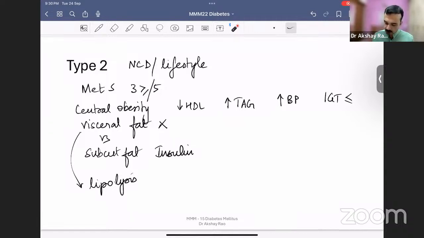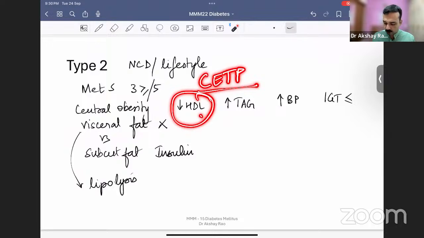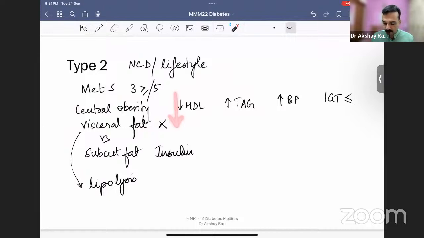Okay. So as the triglyceride levels increase, there is an enzyme called cholesterol ester transfer protein. Cholesterol ester transfer protein will transfer cholesterol from HDL towards the triglyceride levels. So HDL will keep reducing. Anytime you see high triglycerides, automatically you will see low HDL. So you shouldn't be surprised that when triglycerides are high, HDL will be low. But both are components of metabolic syndrome.